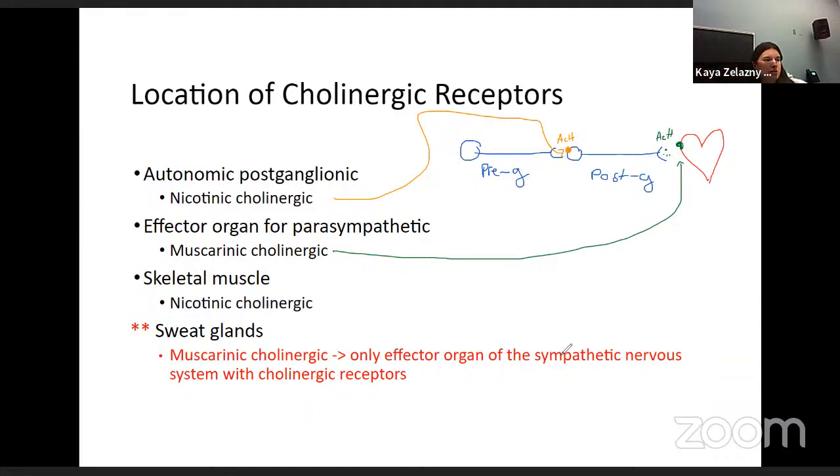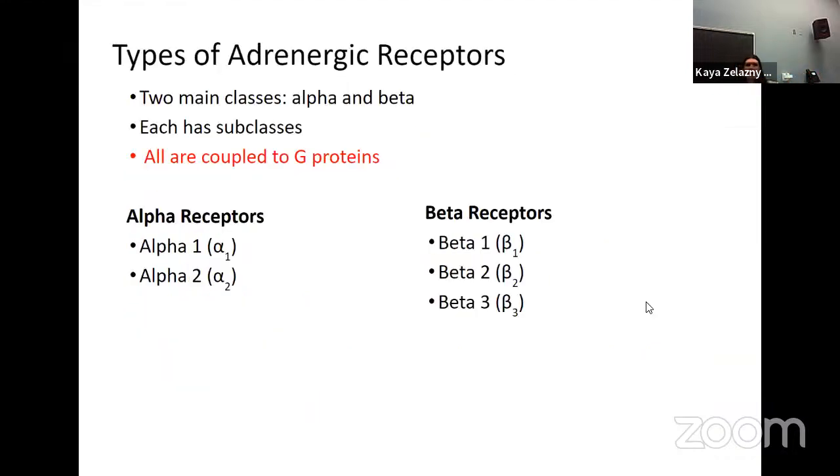Sweat glands are a sort of separate exception. They happen to have muscarinic cholinergic receptors. And when we think about adrenergic receptors, things get a little more complicated. Okay. So when we think about adrenergic receptors, we have two main classes, alpha receptors and beta receptors.